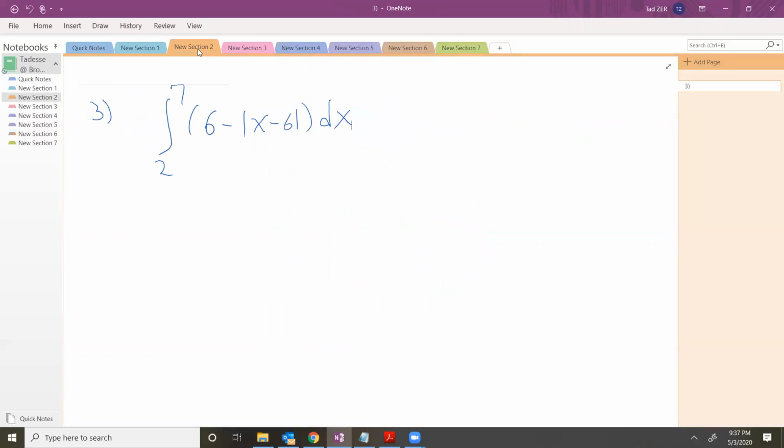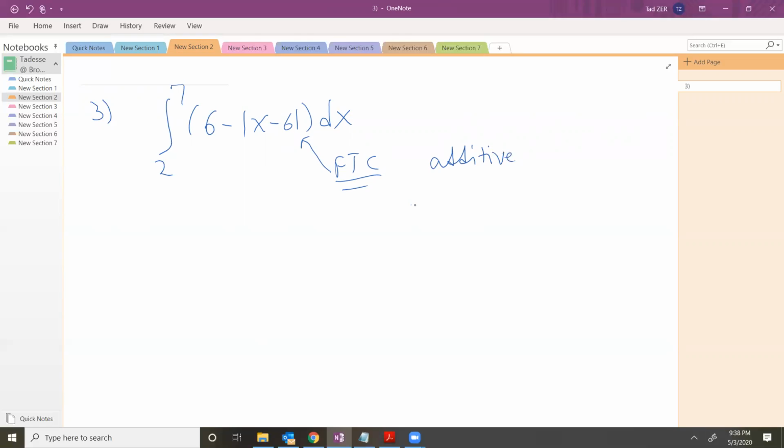Let's see the second review example, which says evaluate or find the definite integral from 2 to 7 of 6 minus absolute value of x minus 6 dx. Now every time you see absolute value, it's very hard to find the antiderivative. You cannot use the fundamental theorem of calculus directly. So what you have to do is use the additive property of integrals.